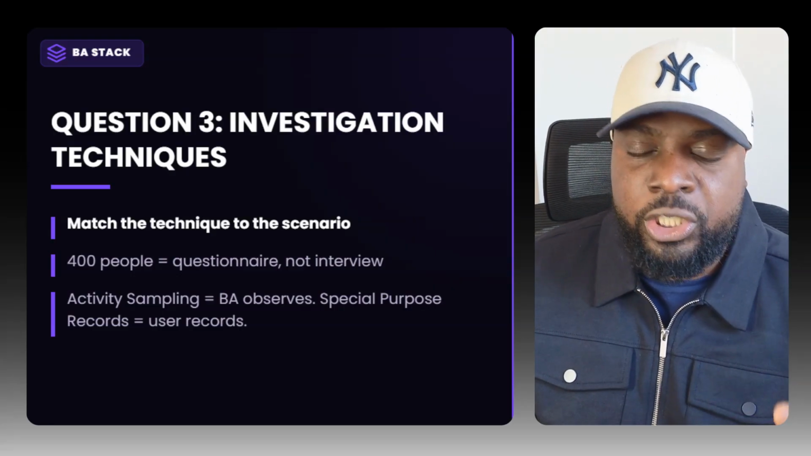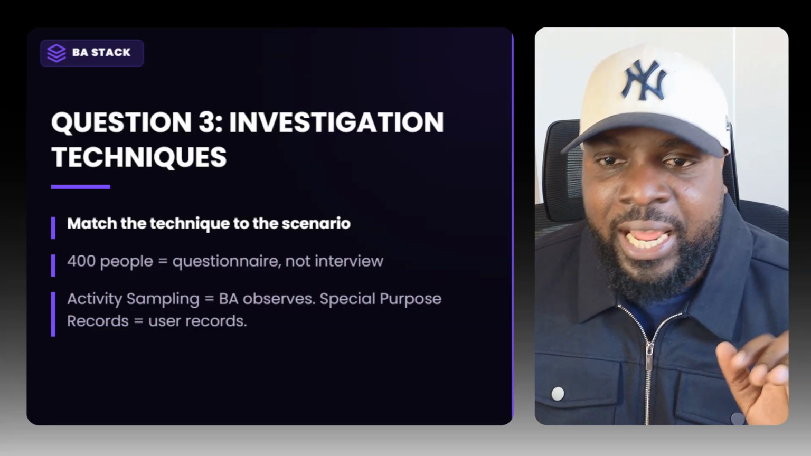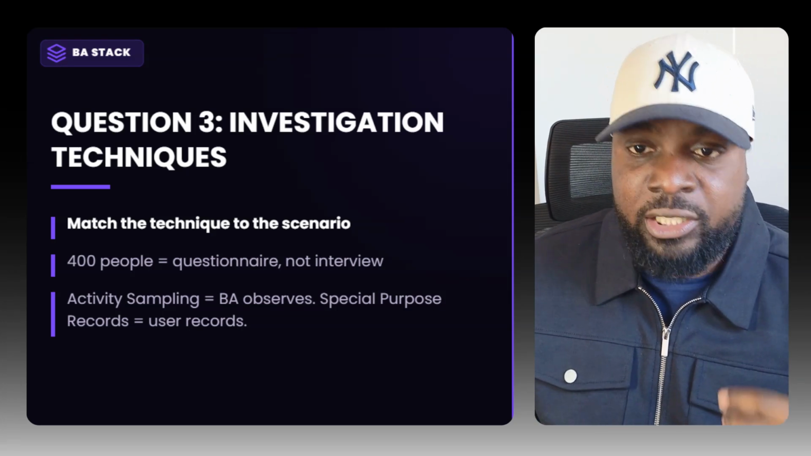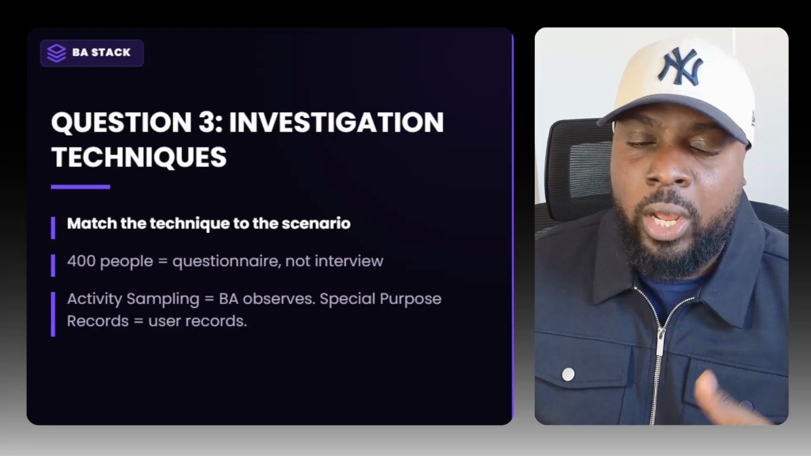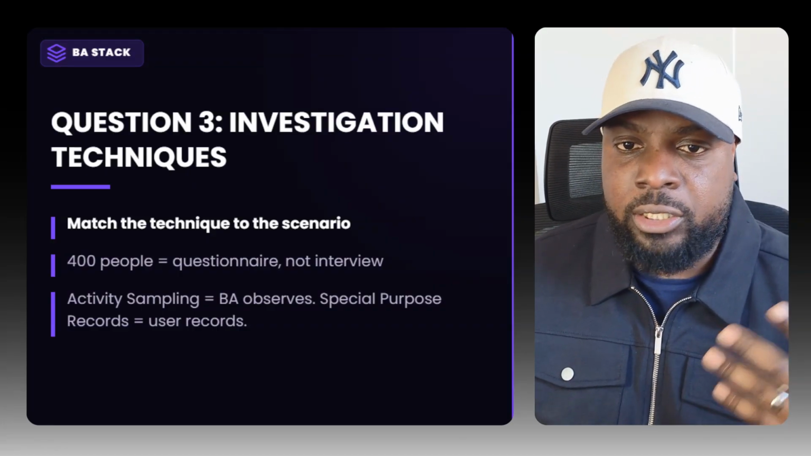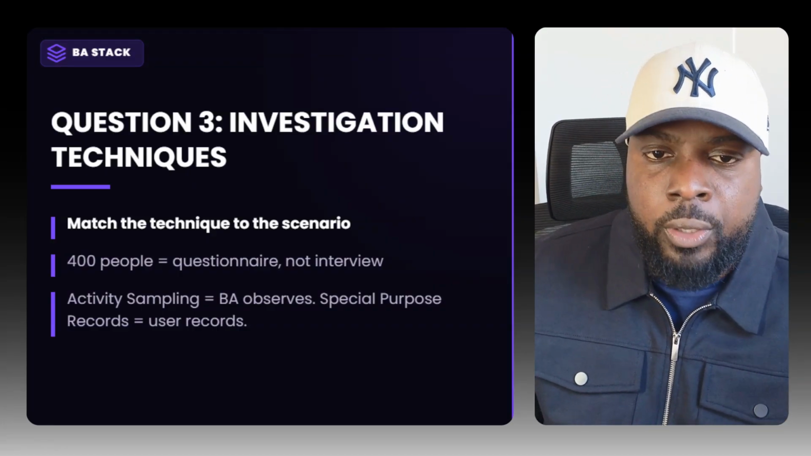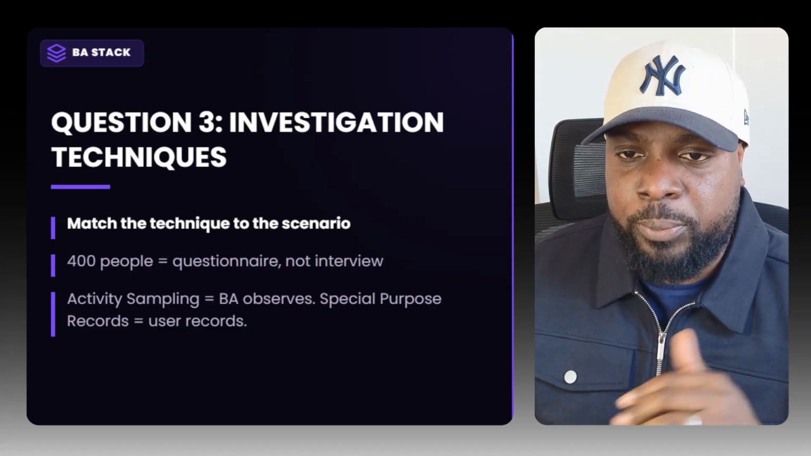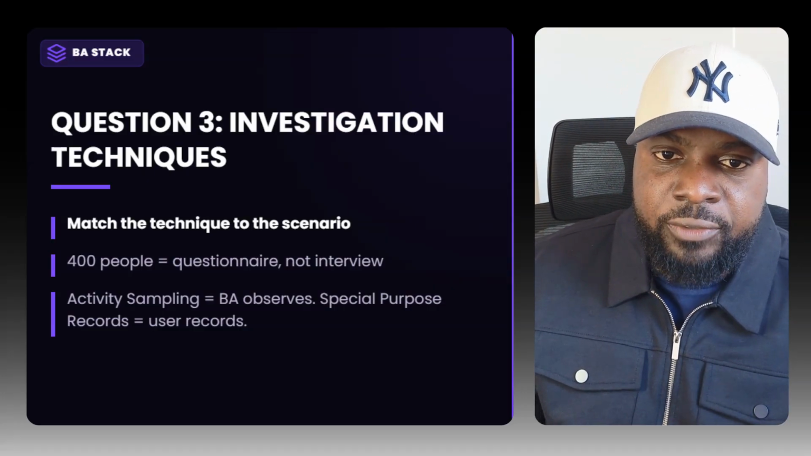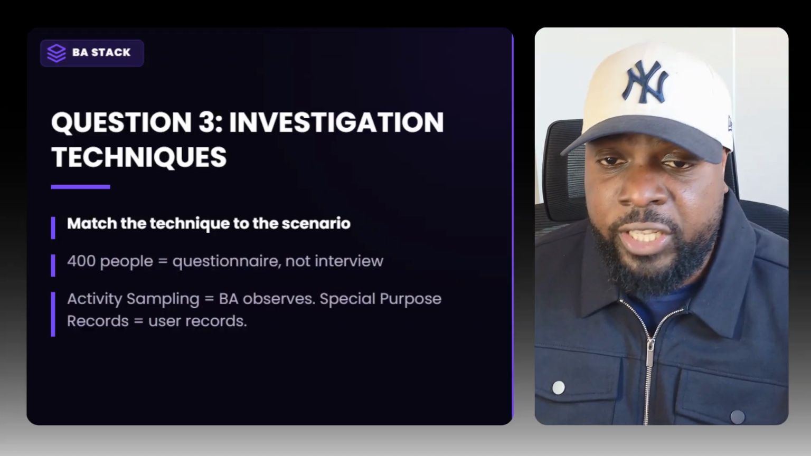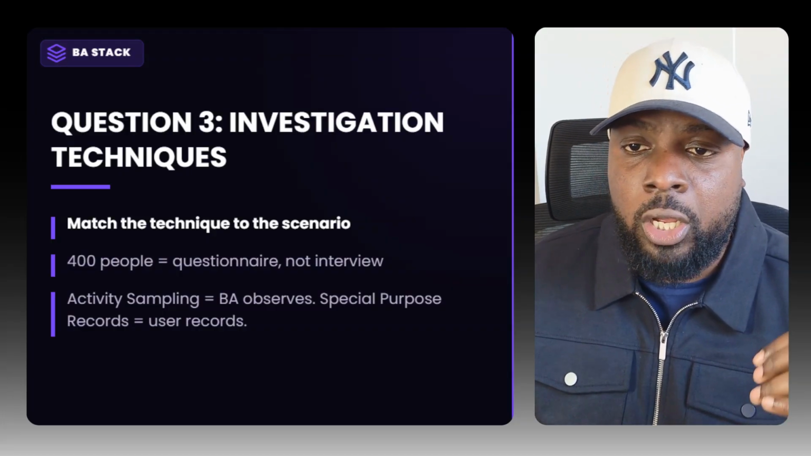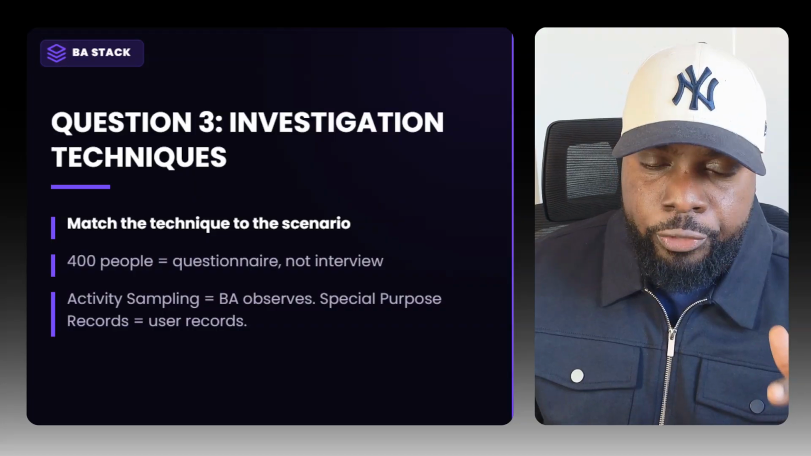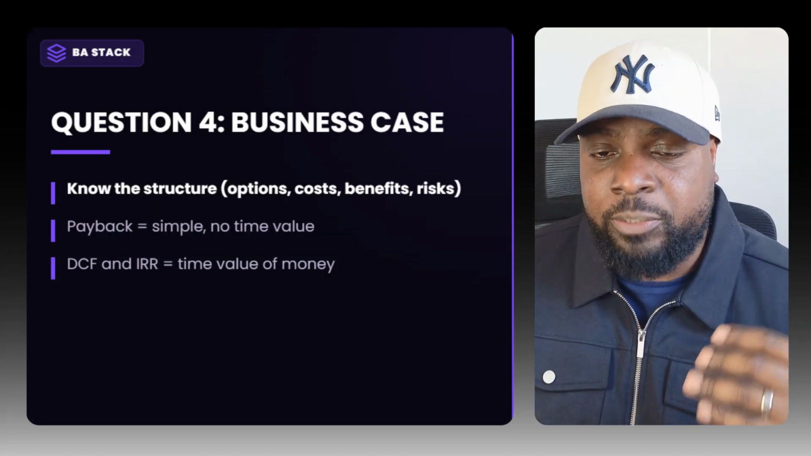The trap is they'll give you a scenario like the BA needs to understand how 400 call center agents spend their time. And the wrong answer there is going to be interviews. The right answer will either be activity sampling or questionnaires because 400 people. The other trap, and I've mentioned this before, is activity sampling versus special purpose records. Both are quantitative. Activity sampling is you observing. Special purpose records is the user recording their own work. Different answer, same scenario.